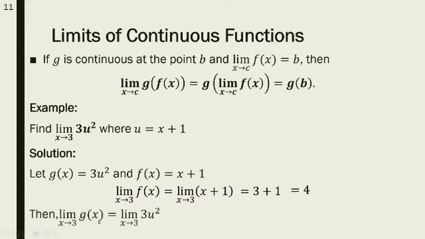Then the limit of g of x as x approaches 3 is equal to the limit of 3u squared as x approaches 3, which is also equal to the limit of 3 times the quantity x plus 1 squared as x approaches 3, substituting the value of u. Then substituting the limit of f of x, which is equal to 4, we have 3 times 4 squared, which is 48.